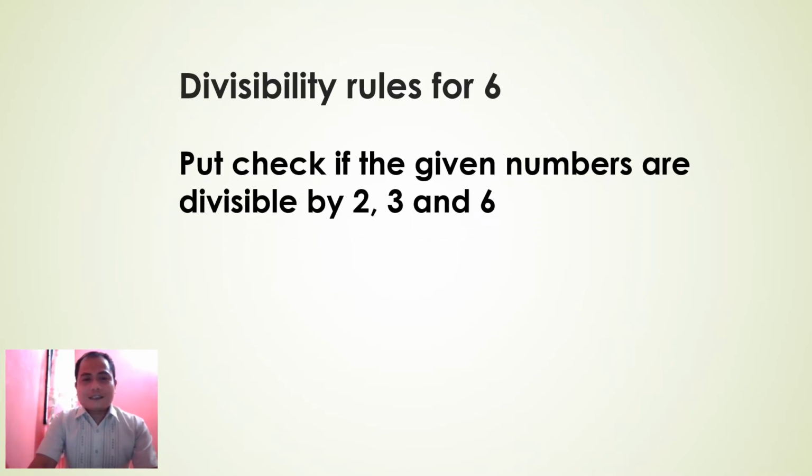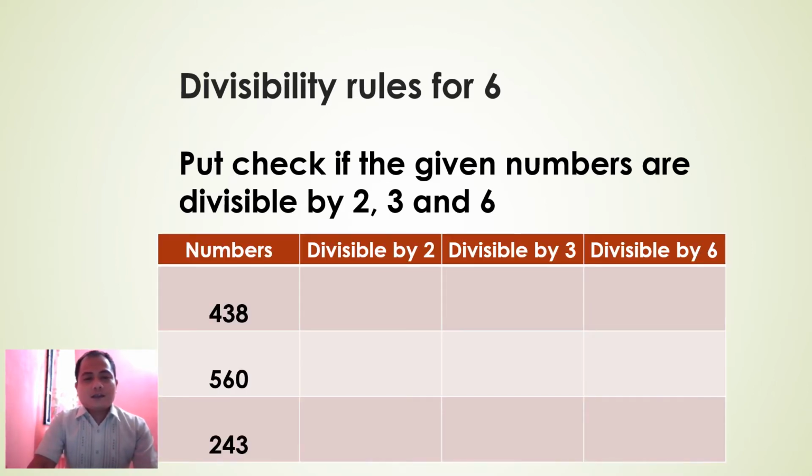Let's try an example. Put a check if the given numbers are divisible by 2, 3, and 6. Let's start first with 438. Is 438 divisible by 2? What do you think? Correct. Is it divisible by 3? 4 plus 3 is 7, plus 8 is 15. Meaning 15 is divisible by 3. Correct. So meaning since it is divisible both by 2 and 3, it is already divisible by 6.